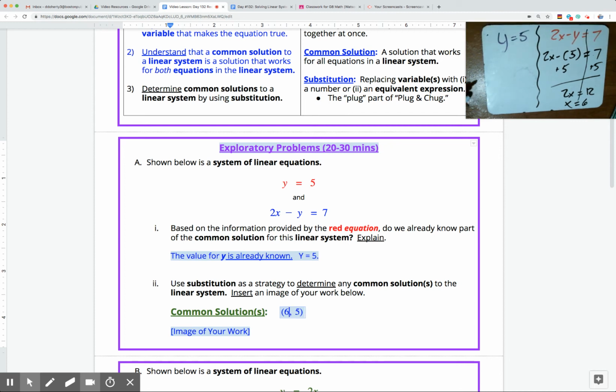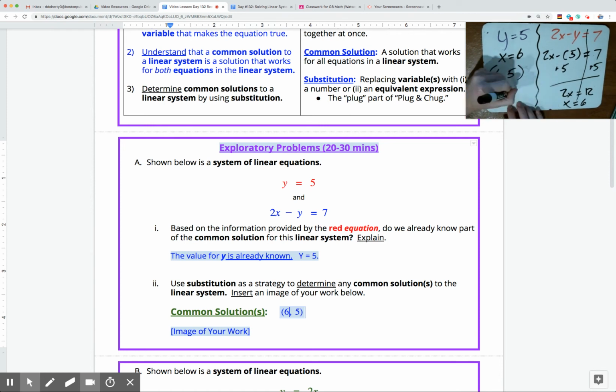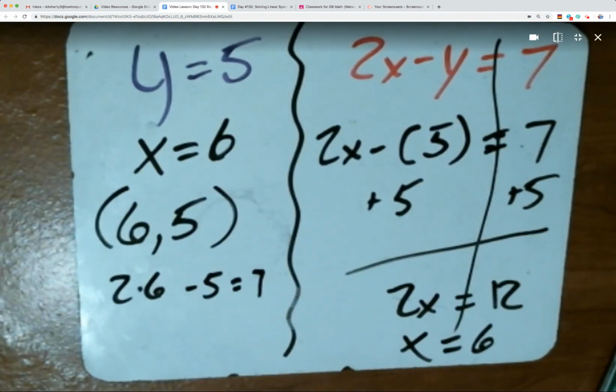So at that point, if I see that my common solution is y is equal to 5, x is equal to 6, and we wrote it as an ordered pair on our document, 6 and 5, we'd also be able to check if this really is the common solution. We could plug in the 6 for x and the 5 for y. 2 times 6 minus y, which is going to be 5, has to equal 7. And we see that equation becomes, let me full screen this whiteboard for you.